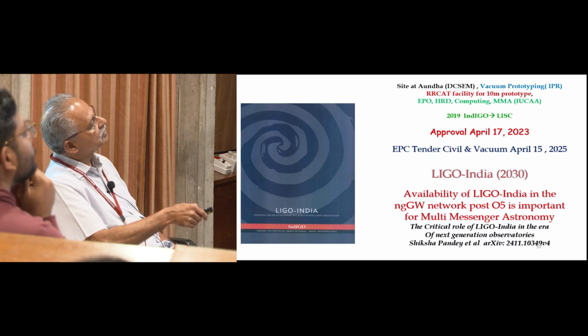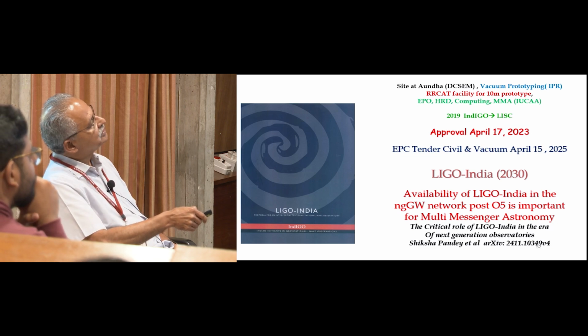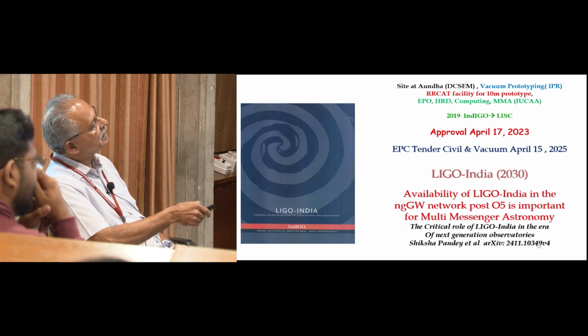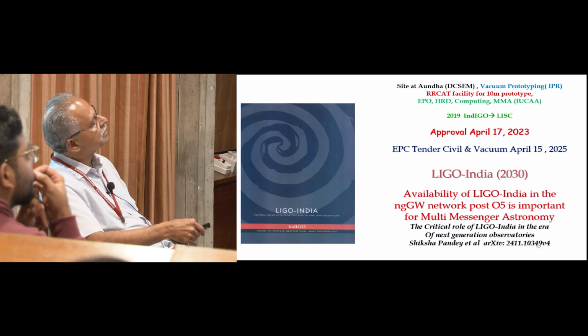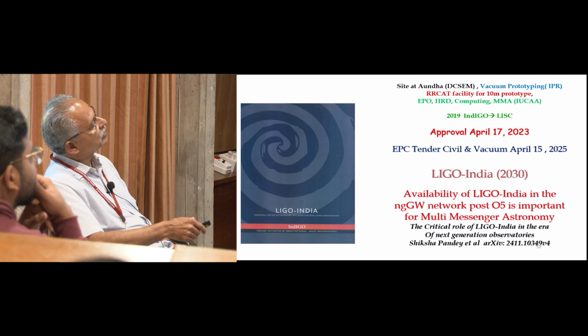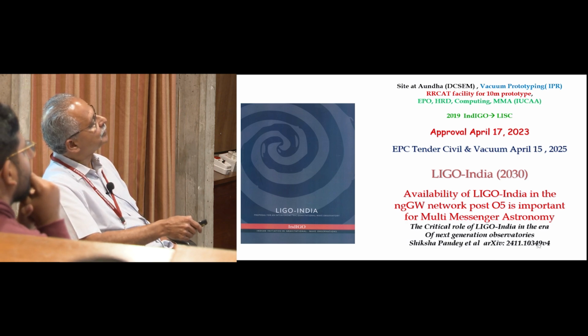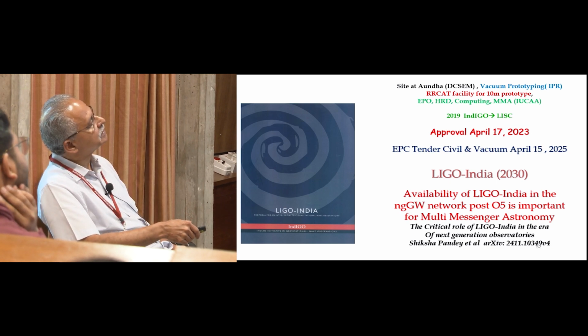The vacuum system has been prototyped by the Plasma Research Institute. A facility to do a prototype is being built at Raja Ramanna Centre for Advanced Technology in Indore, and at IUCAA, outreach, human resource development, computing, and multi-messenger astronomy related work is really happening. So from 2016, when we were approved, till today, all this prototyping work and site acquisition has really happened.